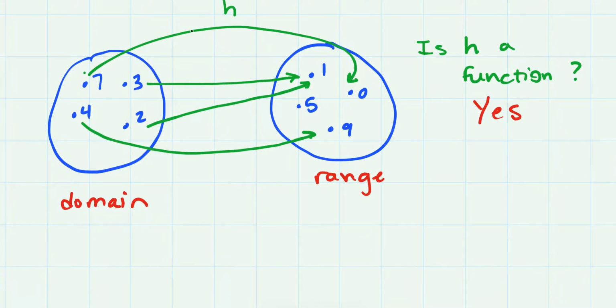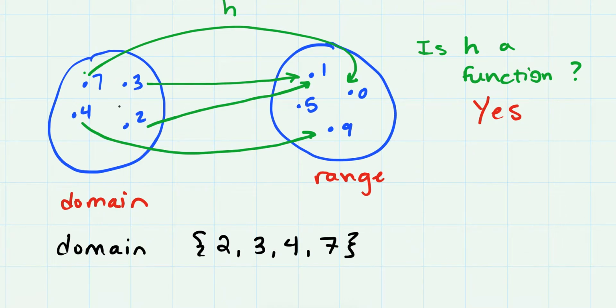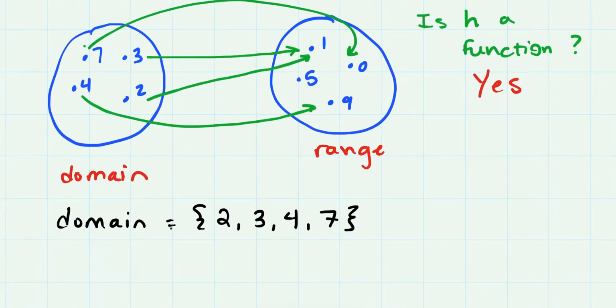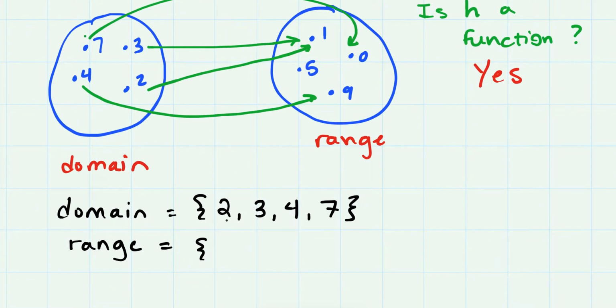We can write out the domain in set notation. The domain here is 2, 3, 4, and 7. That is all of the numbers in this set. The range is all the numbers in this set. And it doesn't really matter what order you put them in. I'm just going to put them in lower to higher order. So this is the range.